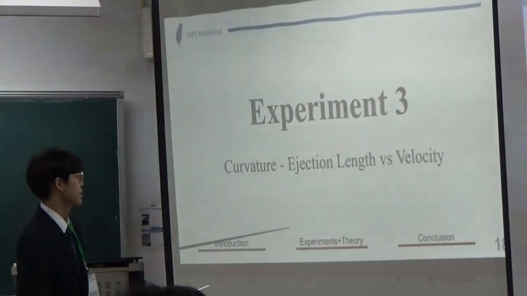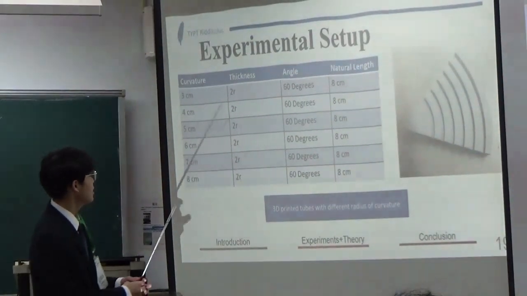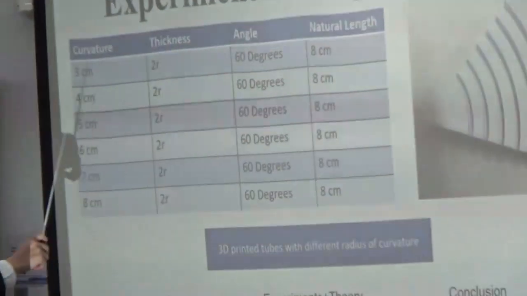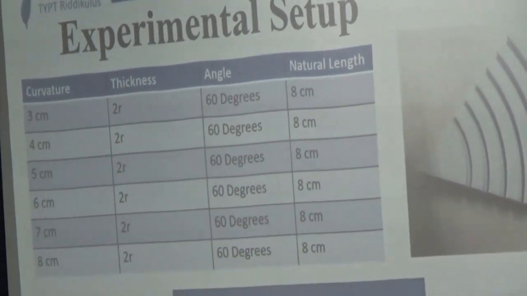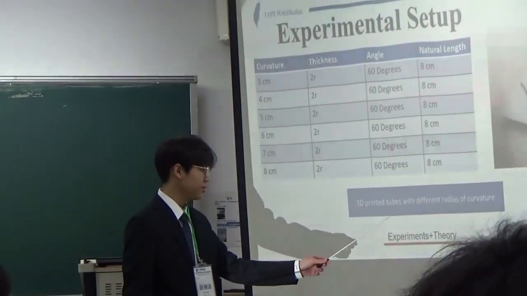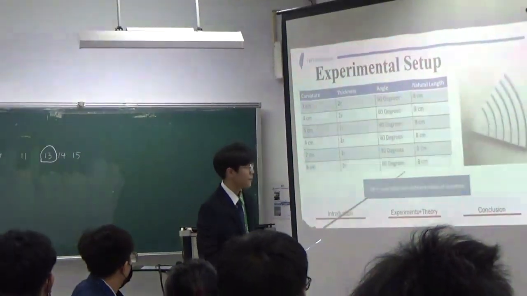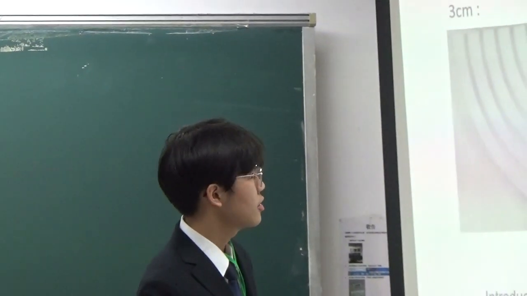Now it's our experiment 3. And we use the radius of curvature as an independent variable. And we use 3D printed tubes with different radii of curvature. And now it's our experimental video.